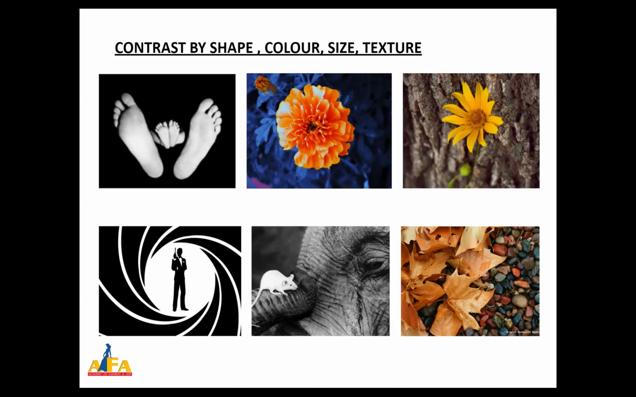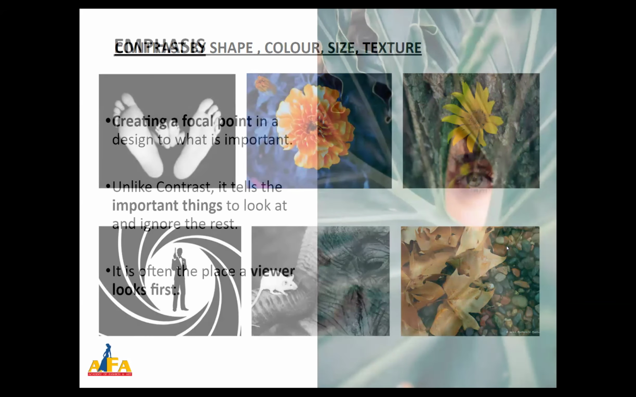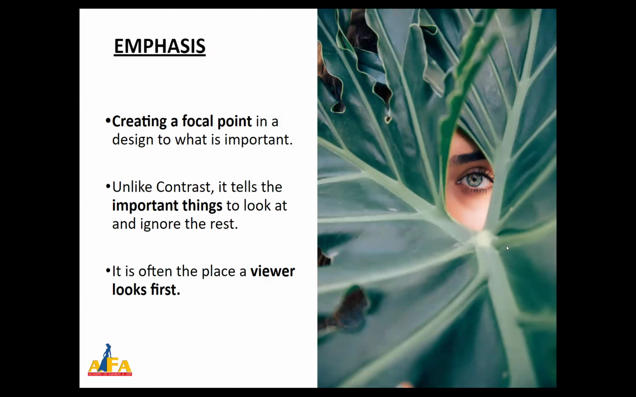And the last example, which shows leaves and the pebbles, it shows the contrast of nature, recycling also. Leaf can be recycled. It is biodegradable. But pebbles, it cannot be recycled easily. It takes a lot of time. It cannot be decayed. So it can be the contrast of permanent and temporary also. Right? Now see the emphasis. Emphasis again is the focal point where the first point of attraction is created in your artwork.